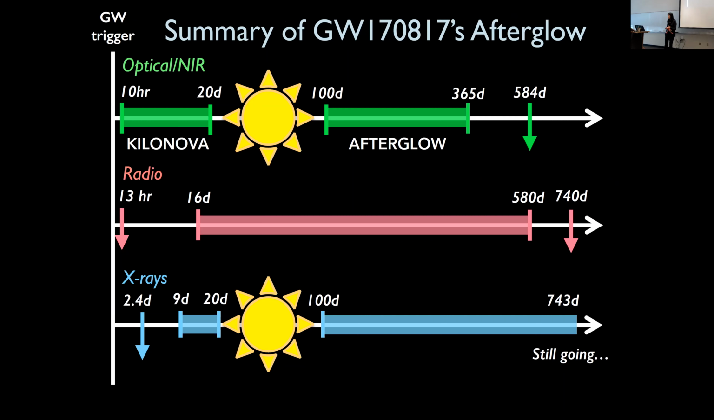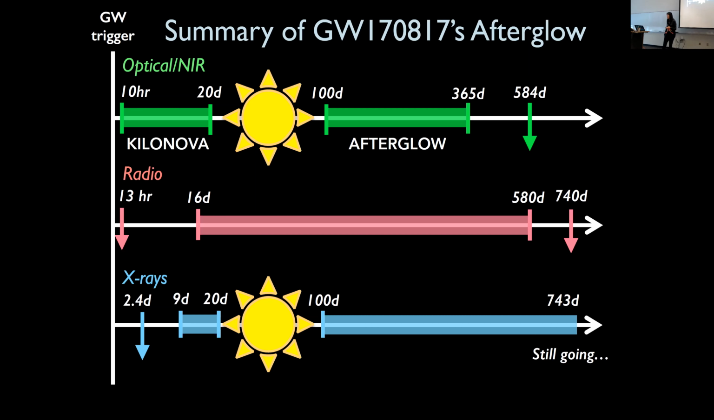In the radio, actually, we successfully were able to trigger observations that night following the kilonova detection. So these downward arrows are upper limits at 13 hours, and then it was first detected at 16 days and has been ever since. And finally, at 740 days after, there's no radio emission. Good. We'll see what the future leads.